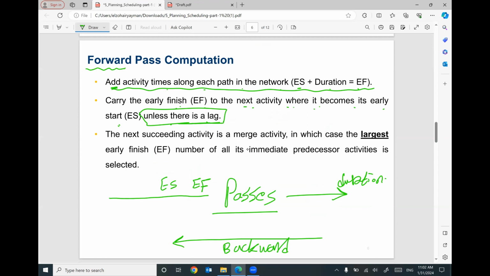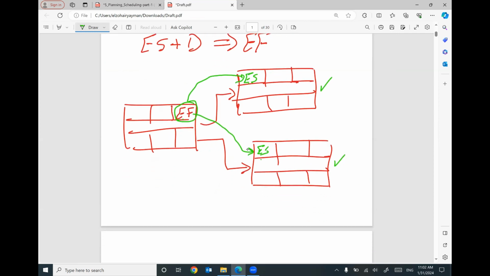This is the meaning of carry the early finish to the next activity where it becomes its early start. The next succeeding activity is a merge activity, in which case the largest early finish number of all its immediate predecessor activities is selected. Be careful about the largest. What does it mean? In this case, we have one activity here followed by two activities. So I put the early finish here to be the early start and the early start.